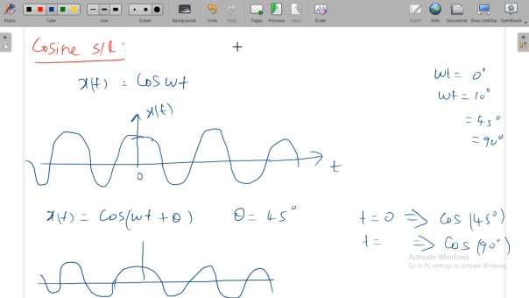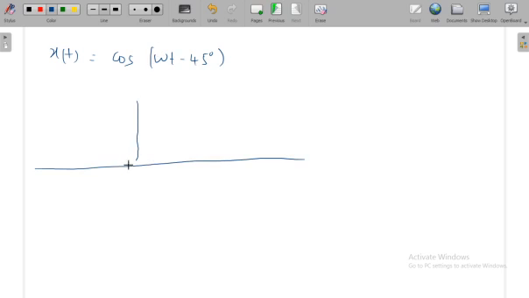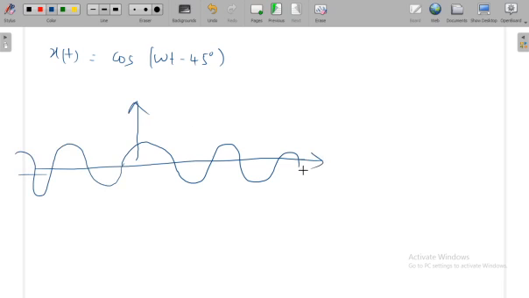I can also take cos omega t minus 45 degree. If x of t is equal to cos omega t minus 45 degree, then how will the diagram be? That means it will be shifted in the opposite way. So it goes like this. It will be shifted in the opposite way, no problem. Again this is t, and this is x of t.